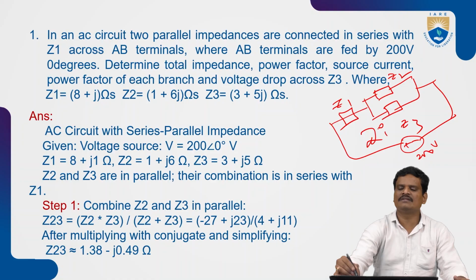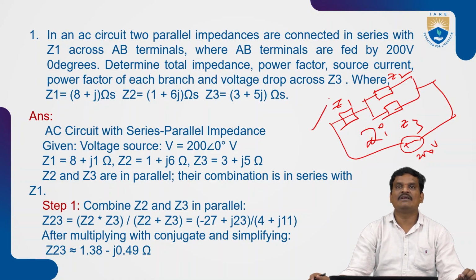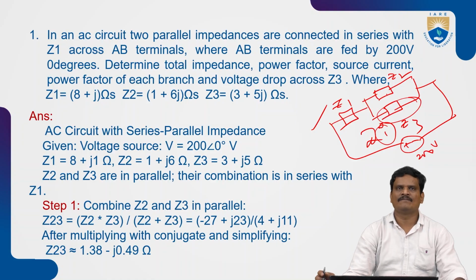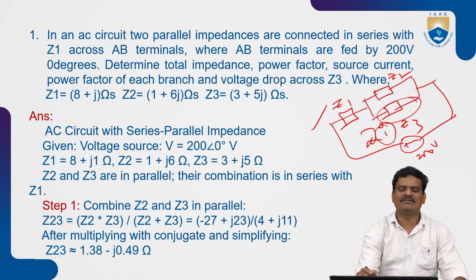Let me say that the current flowing in the circuit is I. For this circuit, you need to calculate the total impedance offered by the circuit, the power factor cos phi, the total current I flowing in the circuit, as well as the voltage across this impedance element, that is Z3. So first we will write the given parameters.